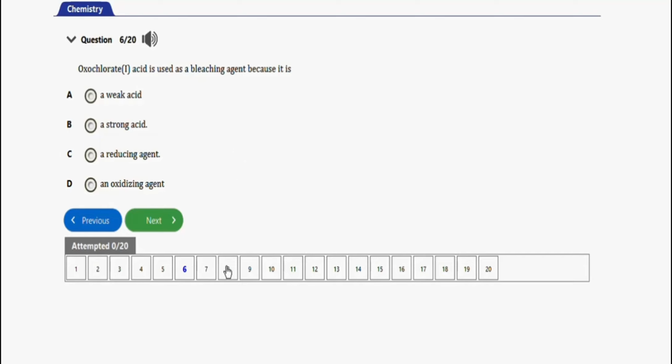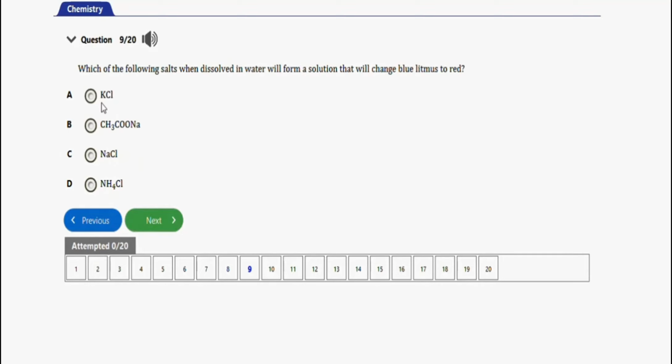Next question says the salt solution formed from the reaction between ethanoic acid and sodium hydroxide solution would be, so the right option will be option B, basic. This reaction will give you sodium acetate, and sodium acetate salt is basic in nature. Next question: which of the following salts when dissolved in water will form a solution that will change blue litmus to red? So it has to be acidic in nature. The right option would be option D, ammonium chloride. This is acidic in nature.